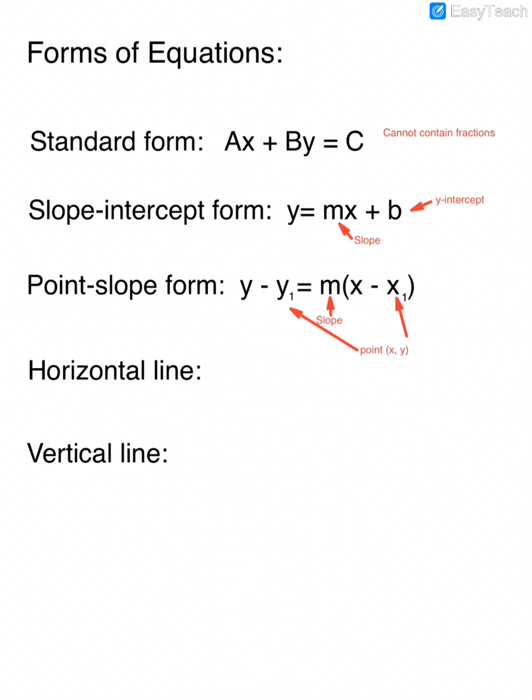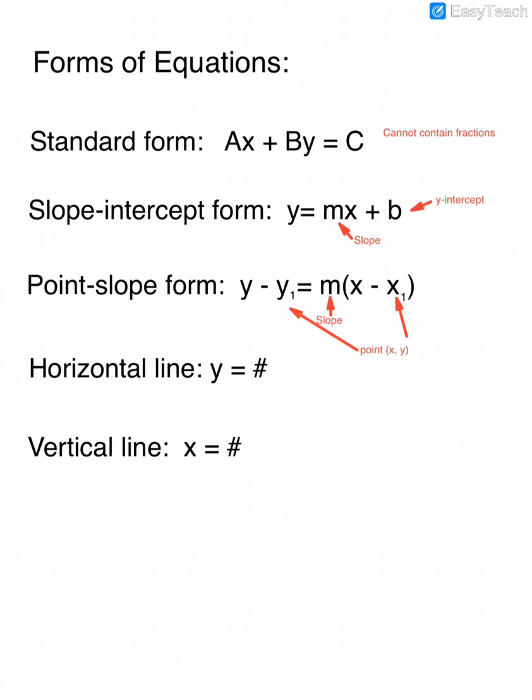The last two forms of equations are horizontal line and vertical line. These are y equals some number and x equals some number. And the way that we can remember these is by using the acronyms HOY, VUX, which remind us that all horizontal lines have a slope of 0 and look like y equals some number, and all vertical lines have a slope that's undefined and look like x equals some number. So these are the different forms of equations that we'll be dealing with.